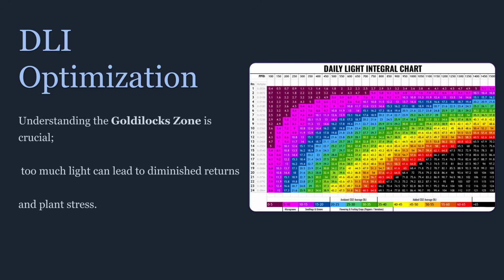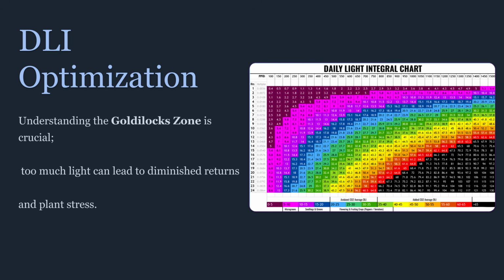This brings us to the difference between productive stress and destructive stress. Plants have a saturation point for photosynthesis, where additional light no longer increases carbon fixation. Beyond that point, excess photons generate heat and oxidative stress without contributing to growth. Recognizing this saturation threshold is key to mastering DLI.